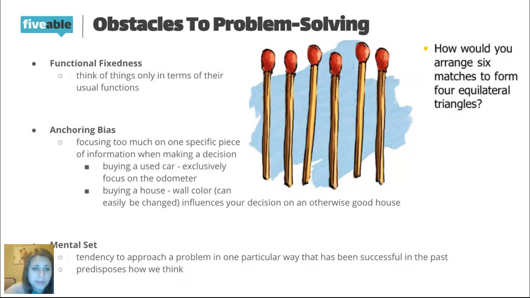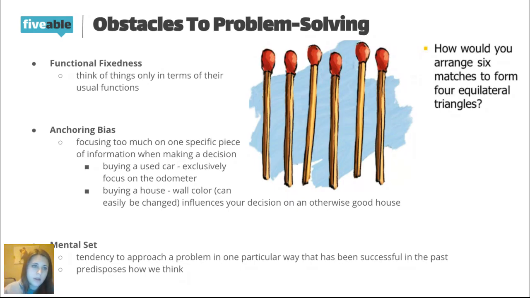And then lastly, mental set. I don't know if any of you have looked at the matches yet. I'm sure you have. It says, how would you arrange 6 matches to form 4 equilateral triangles? Well, your mental set might be preventing you from solving this problem. First of all, you can't break any of the matches, so they have to stay all in one piece. But basically, to solve this problem or to get past your mental set, you have to think of new ways to approach a problem. Sometimes we have a tendency to think about something in a particular way because it's been successful for us in the past, but that can predispose us to thinking in a certain way.